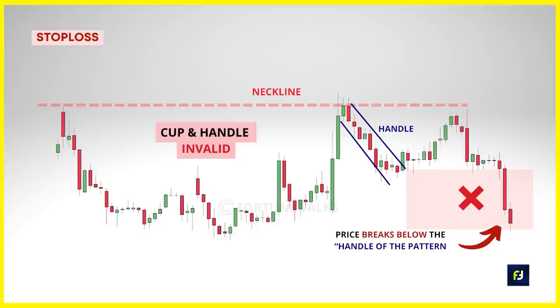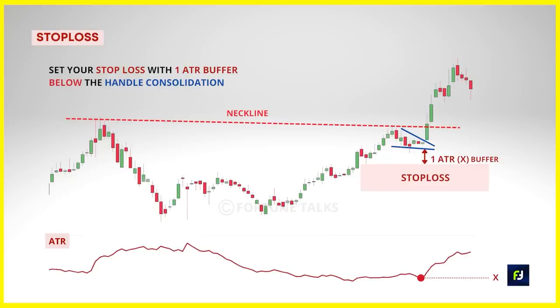Now the stop loss setting is the same as in the case of a bull flag or a bull pennant pattern. You don't want to put the stop loss at the exact low of the handle because the market could trade into that area of value and then reverse higher. So instead give it some buffer below the handle, like 1 ATR or below it.